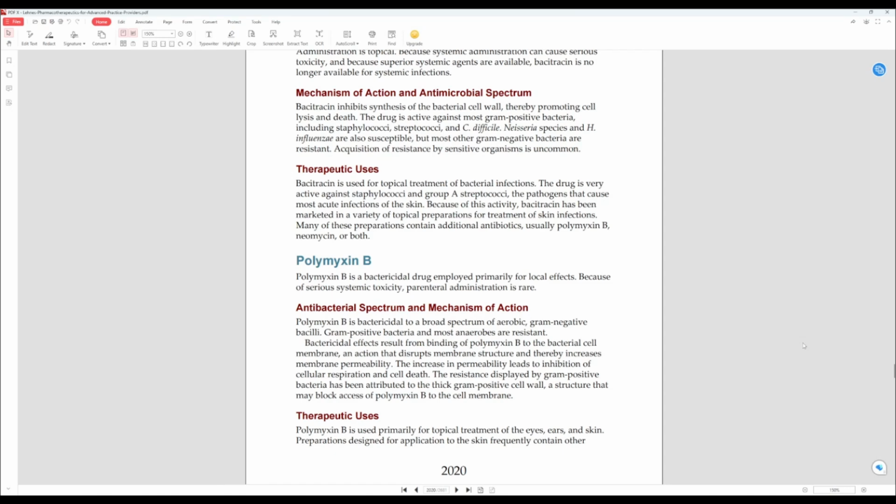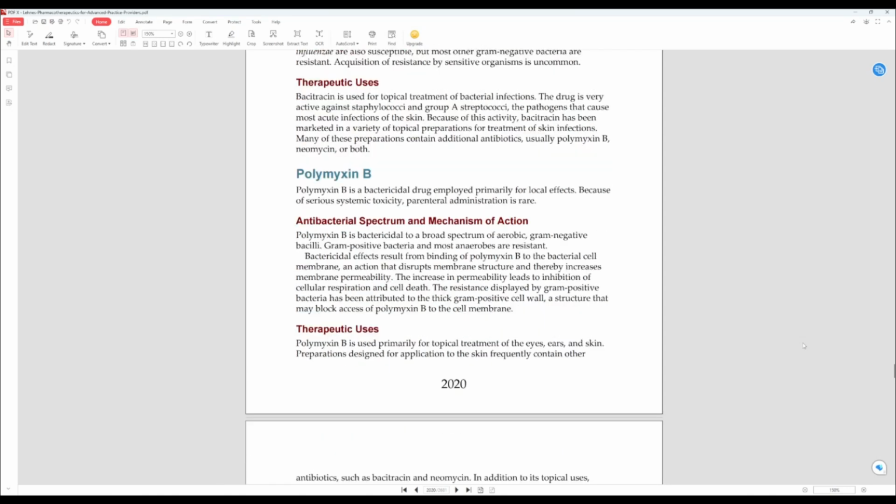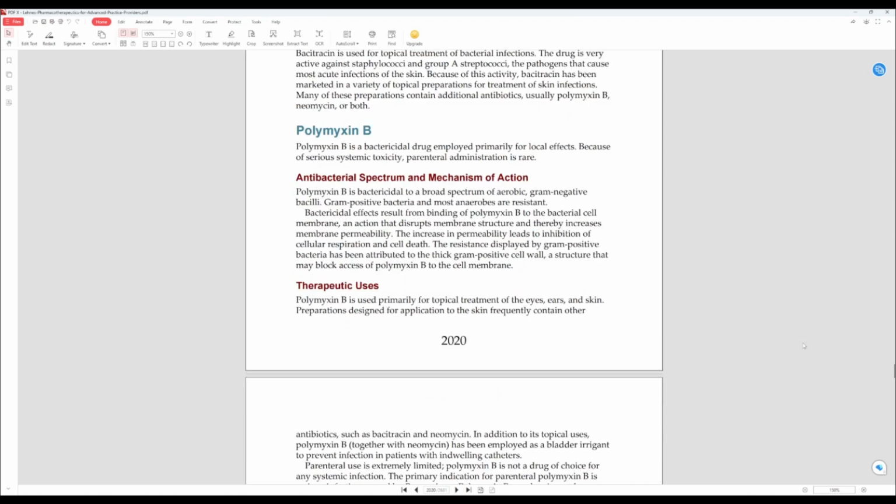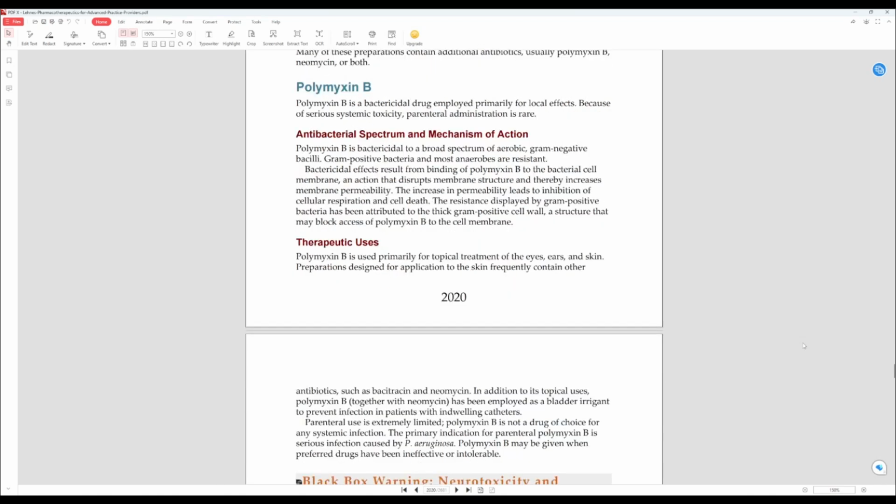Which brings us to polymyxin B. Polymyxin B is a bactericidal drug employed primarily for local effects. Because of serious systemic toxicity, parenteral administration is rare. Its antibacterial spectrum and mechanism of action, therefore. Polymyxin B is bactericidal to a broad spectrum of aerobic gram-negative bacilli. Gram-positive bacteria and most anaerobes are resistant.